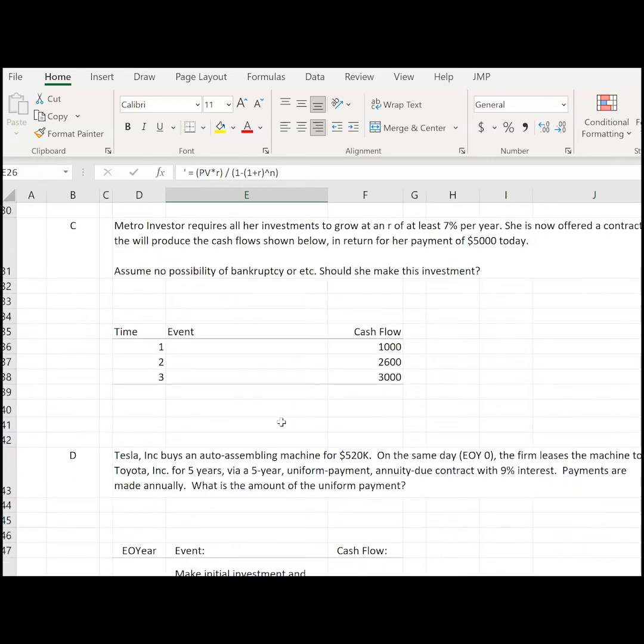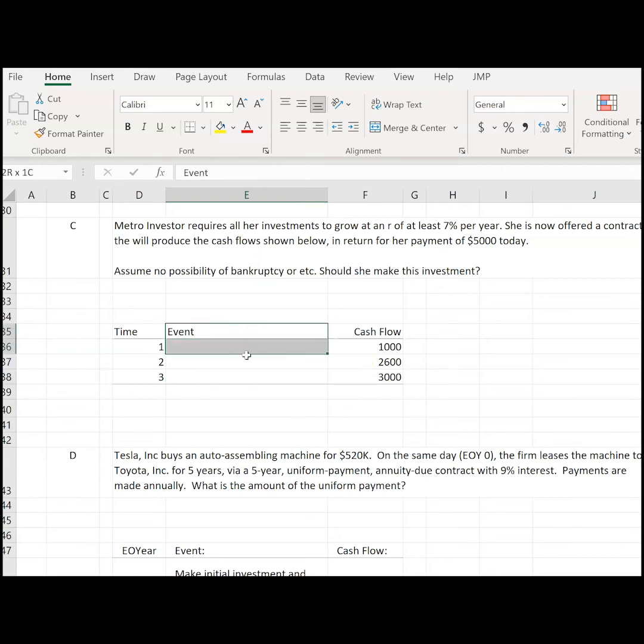All right, moving on to question C. Metro Investor requires all her investments to grow at a rate of at least 7% per year. She is now offered a contract that will produce the cash flows shown below, in return for a payment of $5,000 today. Assume there's no possibility of bankruptcy. Should she make this investment?